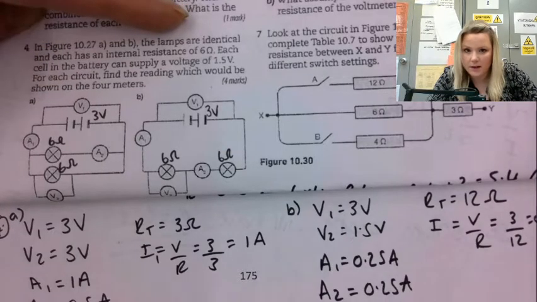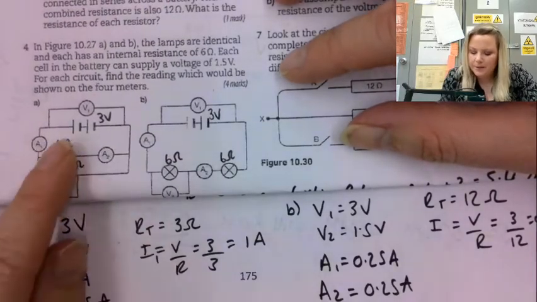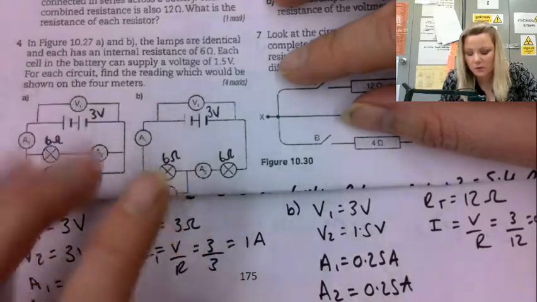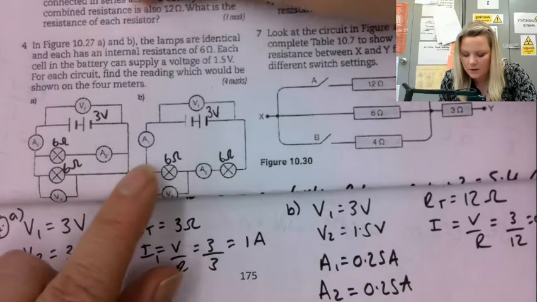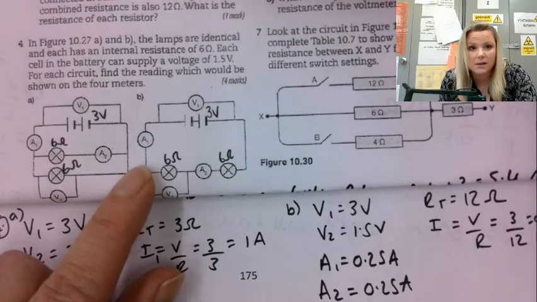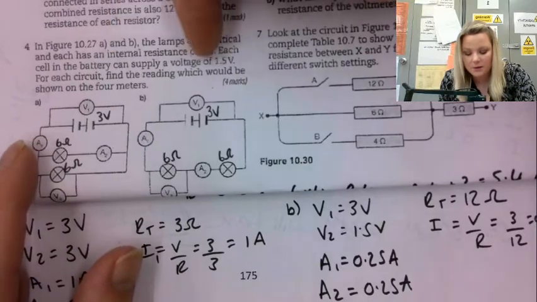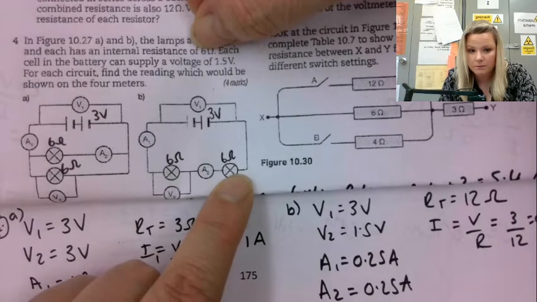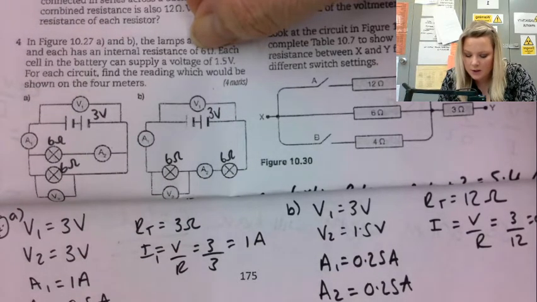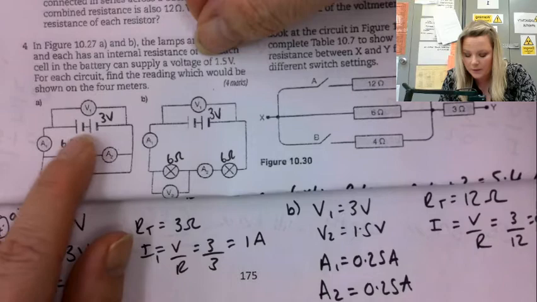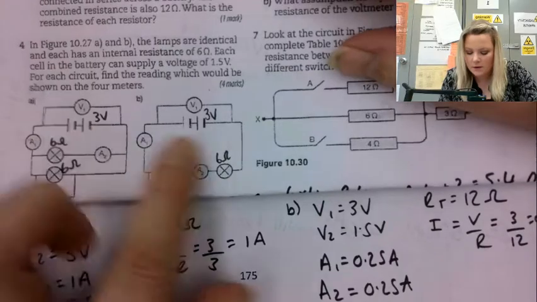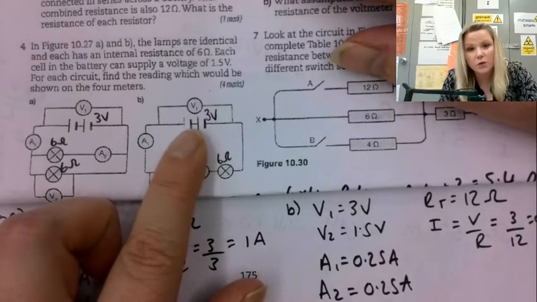Okay, question 4 then. I've tried to position this. Same advice here. As you're reading it, start to mark things onto your circuit. So I'll talk you through the way I would have done that before we start looking at any of the answers. So in these two diagrams here, the lamps are identical. So that means the resistance of each of them is going to be the same. And each has an internal resistance of 6 ohms. So the first thing I would have done there would be to mark on 6 ohms, 6 ohms, 6 ohms, 6 ohms. Okay. Each cell in the battery can supply a voltage of 1.5 volts. Well, we've got two cells here, each with 1.5 volts, so that's going to be 3 volts. And then same in this one, each cell 1.5 volts, we've got two of them, so it's 3 volts.